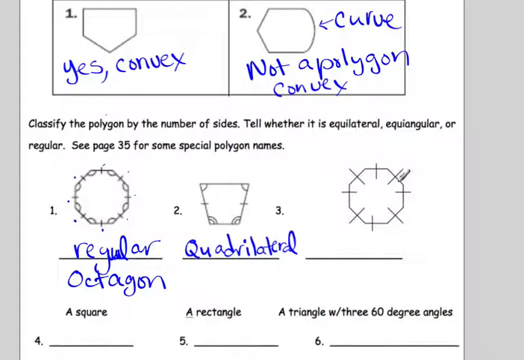Over here, let's count the sides. 1, 2, 3, 4, 5, 6, 7, 8. I always count because the more sides, they start all looking like octagons. It did have 8 sides, so it is an octagon. All of the sides are marked with congruent markings, therefore it's equilateral.